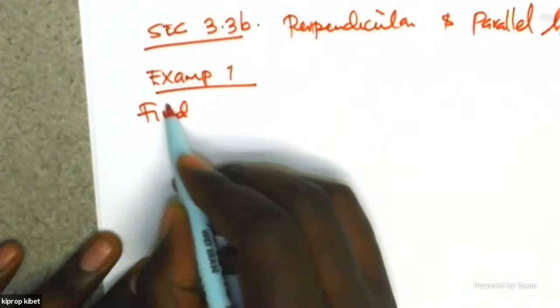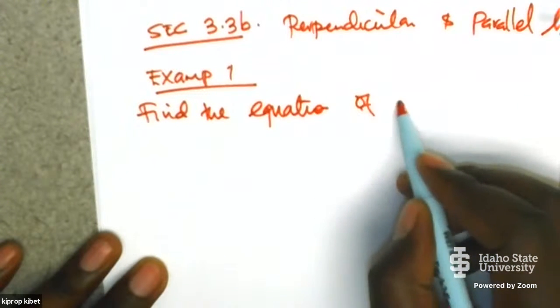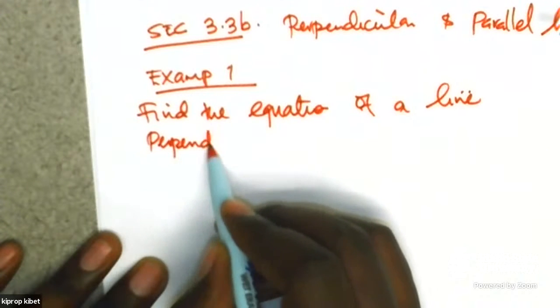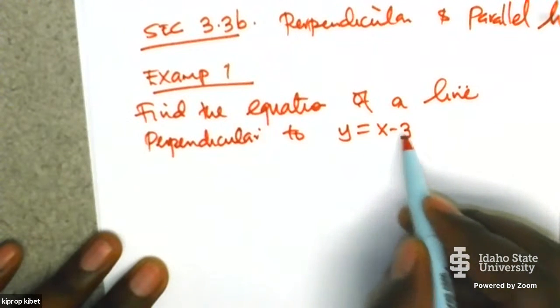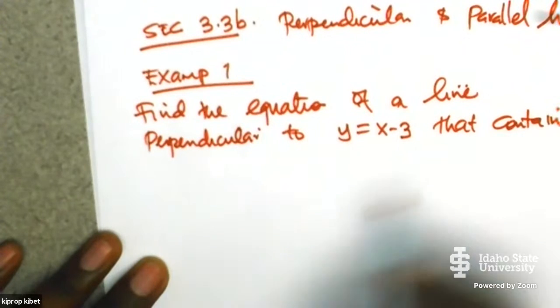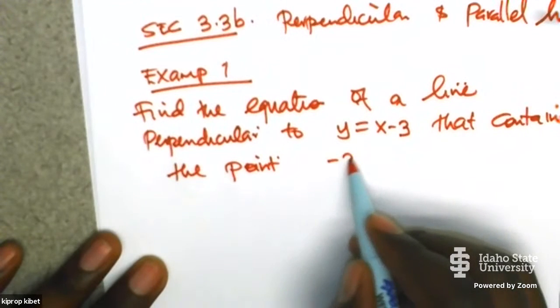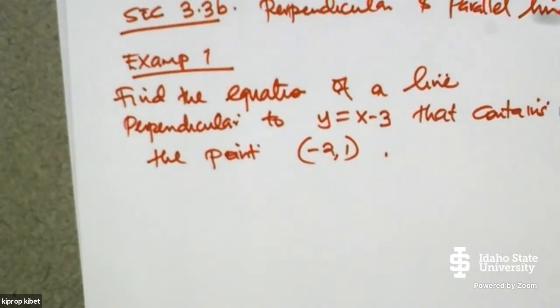Find the equation of a line perpendicular to y equals x minus 3 that contains the point -2 and 1. Find the equation of the line perpendicular to that contains the point.